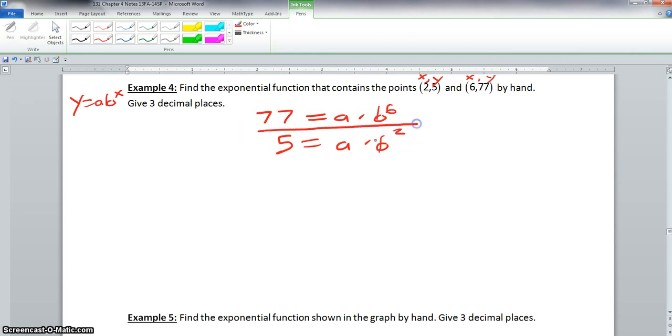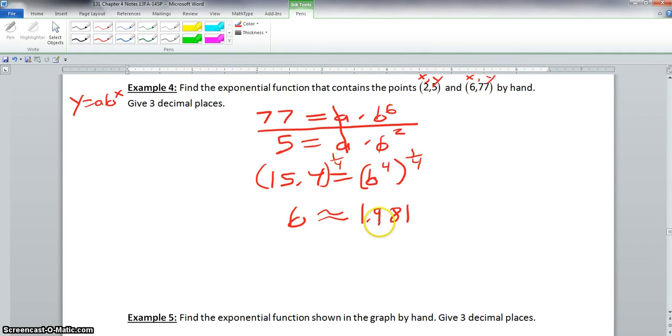And now we would divide these two values together. 77 divided by 5 will give us 15.4. And we will set that equal to, these a's will simplify out, and b to the 6th divided by b squared is b to the 4th. Now, we need to get b by itself, so we could take the 4th root or take each side to the 1/4 power. Either way is fine. So 15.4 to the 1/4 power will end up giving us b is approximately 1.981. Now that would take care of our b.